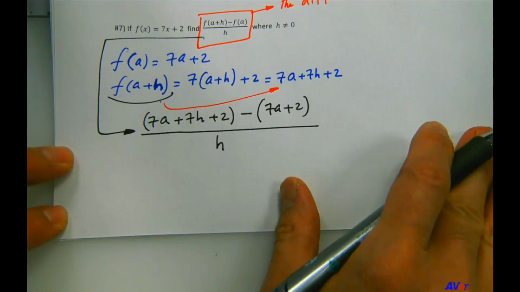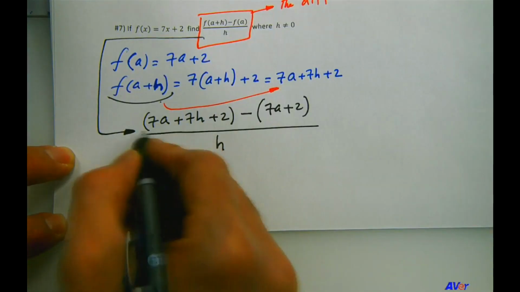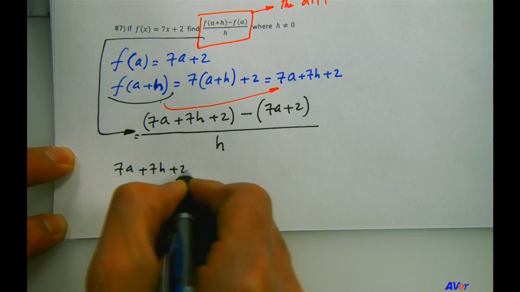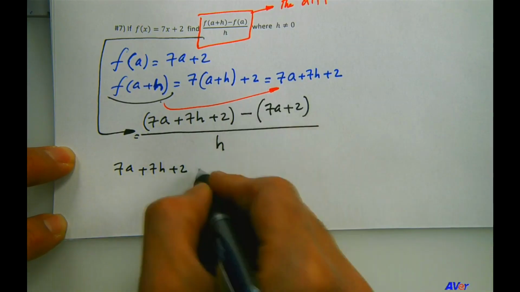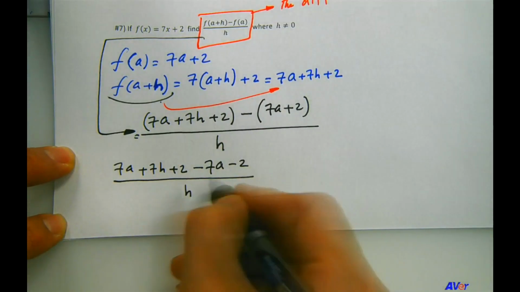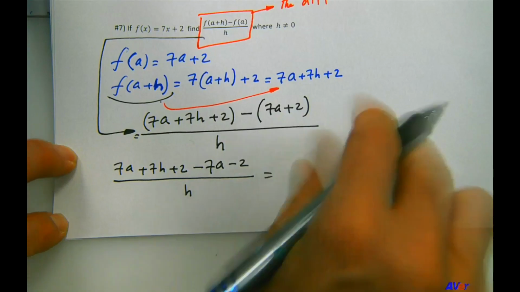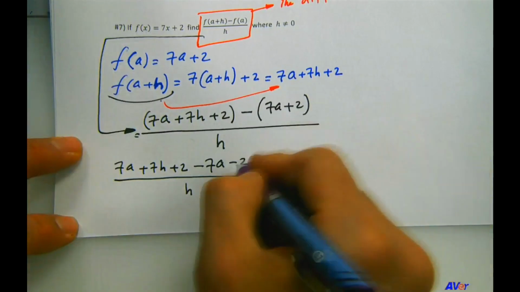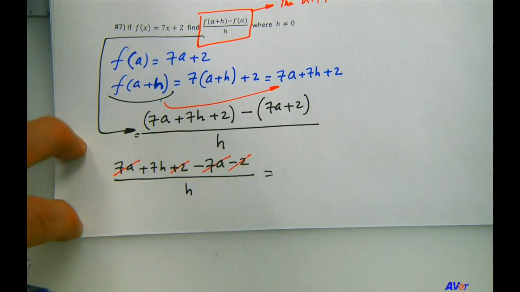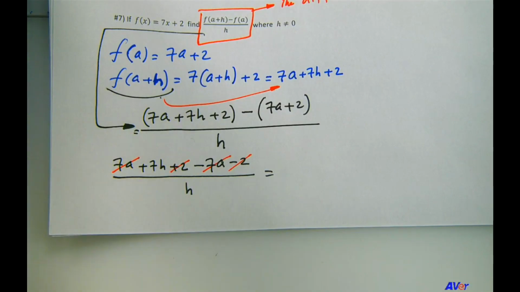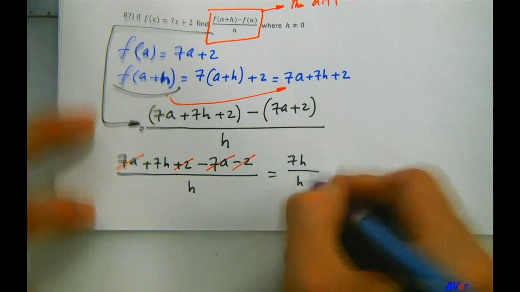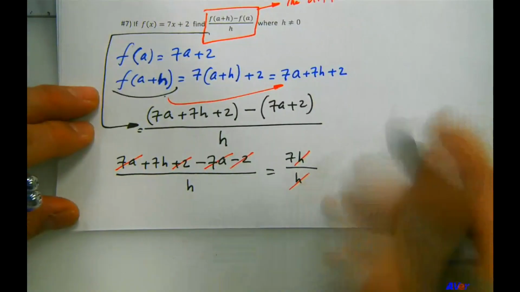Okay, so let's simplify. I'm going to write this first part as it is, 7a plus 7h plus 2. Now we have to distribute this negative into this. So minus 7a minus 2 divided by h. Okay, so let's simplify. What do we have? Negative 2 plus 2 add up to 0. Negative 7a and 7a add up to 0. We end up with 7h divided by h. And h cancels out, and instead you get 7.